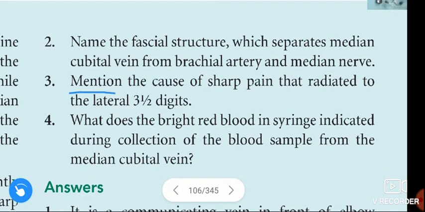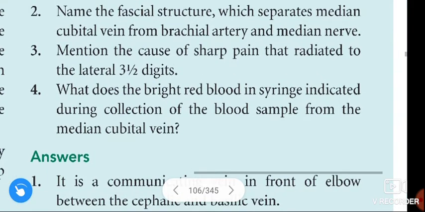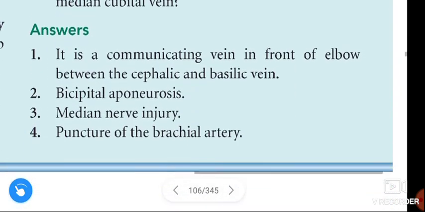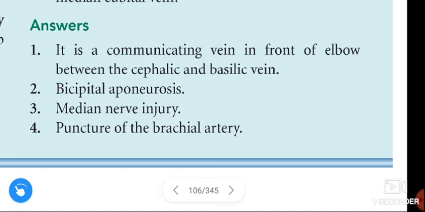Next, mention the cause of sharp pain that radiated to the lateral 3.5 digits. That is due to the median nerve injury.